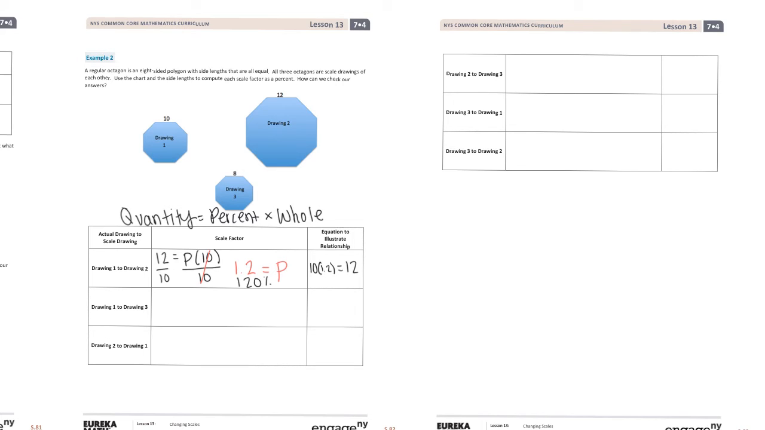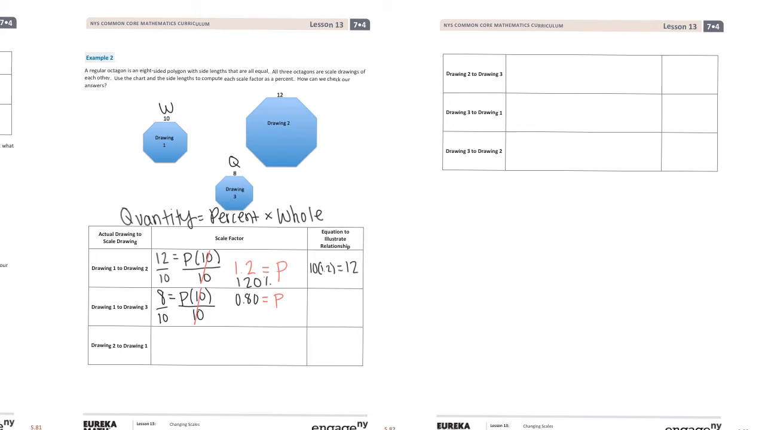All right, let's do drawing 1 to drawing 3. So here we're going to have drawing 1 still be our whole, and then drawing 3 is going to be our quantity. So when we set it up in quantity equals percent times whole, I'm going to have 8 equals my percent, which is going to be represented by the variable p, times our whole, which is 10. Now to get p by itself, I'm going to divide both sides by 10. And now I have 10 divided by 10, which is going to give me 1p. And then 8 divided by 10 is going to give me 0.8.